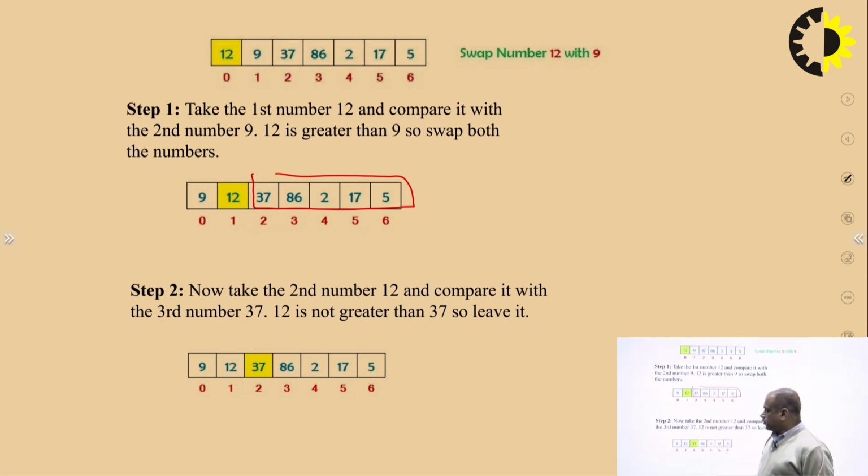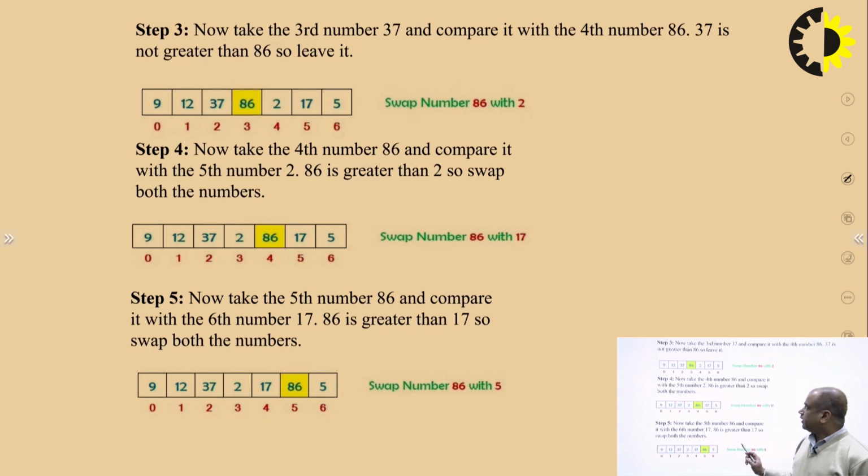So in step 2, now what will we take? Now we will take the second number 12 and compare it with the third number, that is 37. 12 is not greater than 37, so we will leave it. Next in step 3, take the third number 37 and compare it with the fourth element. It is not greater than 86, so we will leave it.